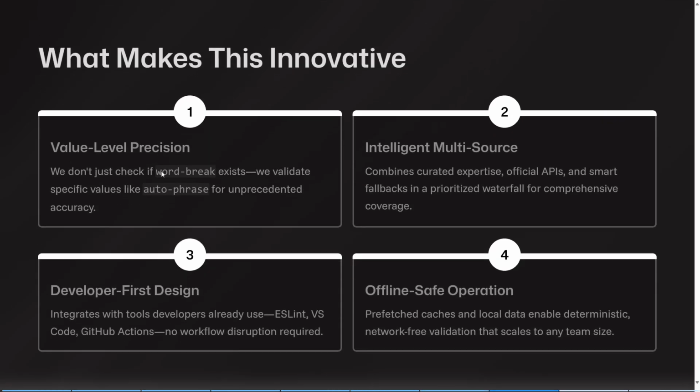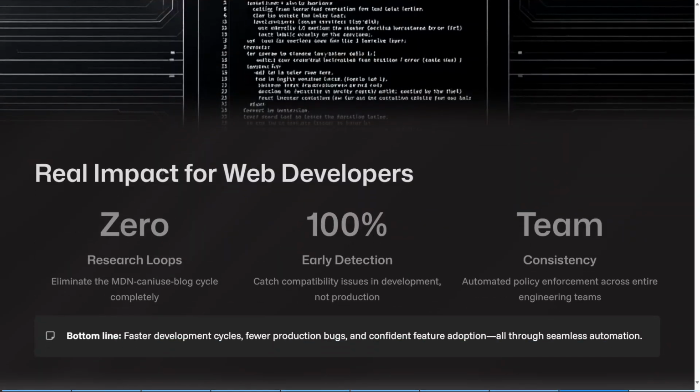What makes this innovative is the value-level precision. We don't just check if word-break exists, we validate specific values like auto-phrase for unprecedented accuracy. Intelligent multi-source combines curated expertise, official APIs, and smart fallbacks in a prioritized waterfall for comprehensive coverage. Developer-first design integrates this tool with the already used ESLint, VS Code, and GitHub Actions, with no workflow disruption required. Offline-safe operation, prefetched caches, and local data enable deterministic network-free validation.